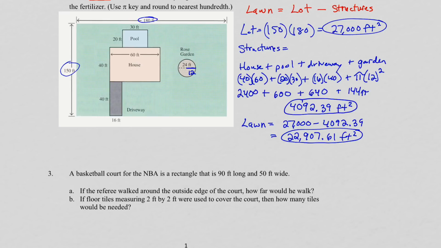Okay, so let's say bags for lawn would be how much we have to cover divided by one bag, which is 5,000. That's going to give us how many bags we need to cover 22,000, which the calculator says is 4.58, but you can't do half of a bag. You can't buy half of a bag, so you're going to have to actually buy 5 bags.